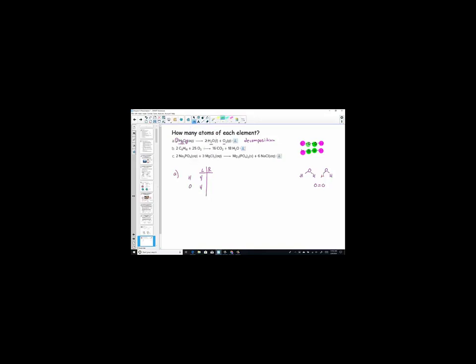When I count, on the left side, I count 1, 2 oxygen atoms, and I count 1, 2, 3, 4 hydrogen atoms. Over here, 2 more oxygens. So let's tally up what we have. The number of H's, 1, 2, 3, 4. The number of oxygens, 1, 2, 3, 4. We have 4 atoms of each element.